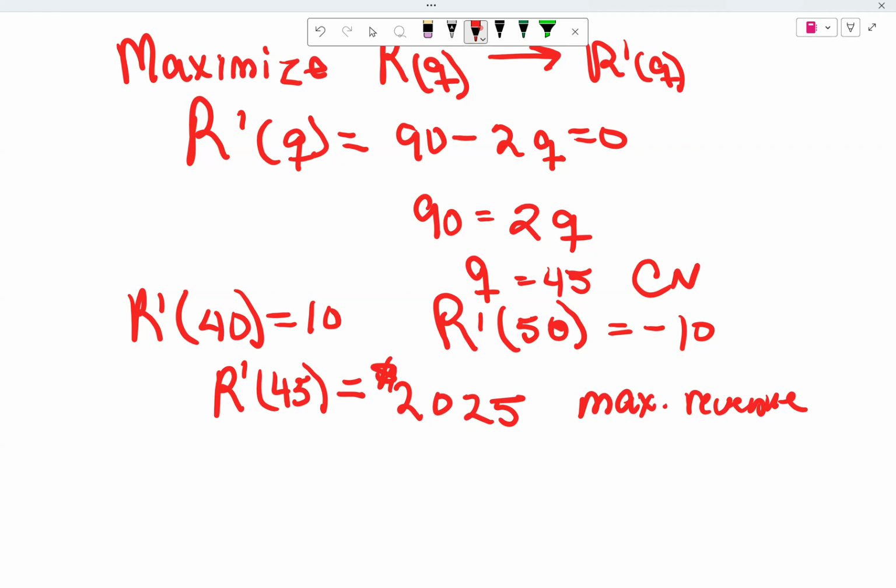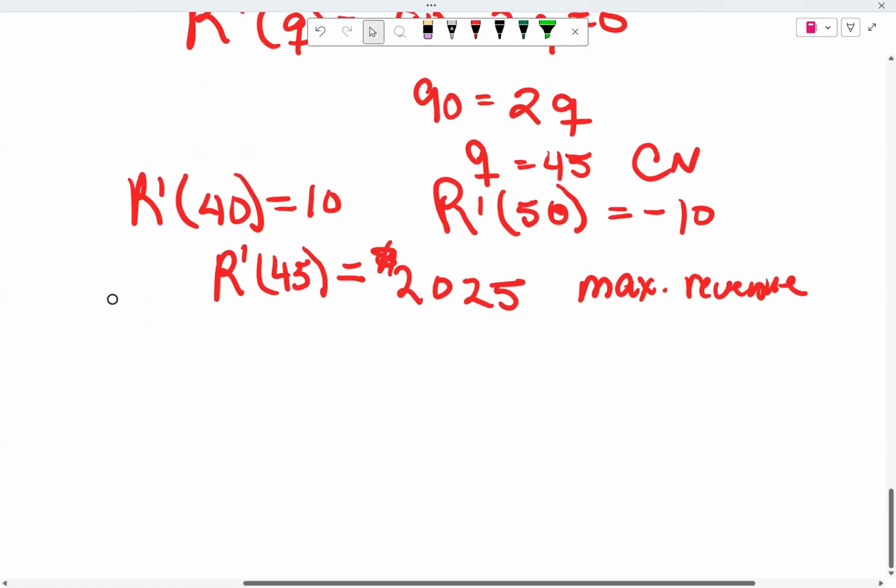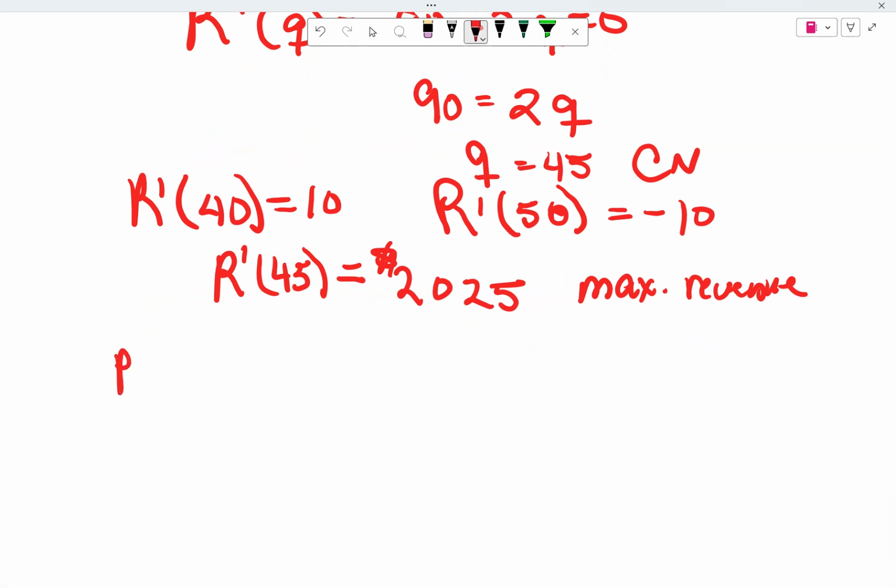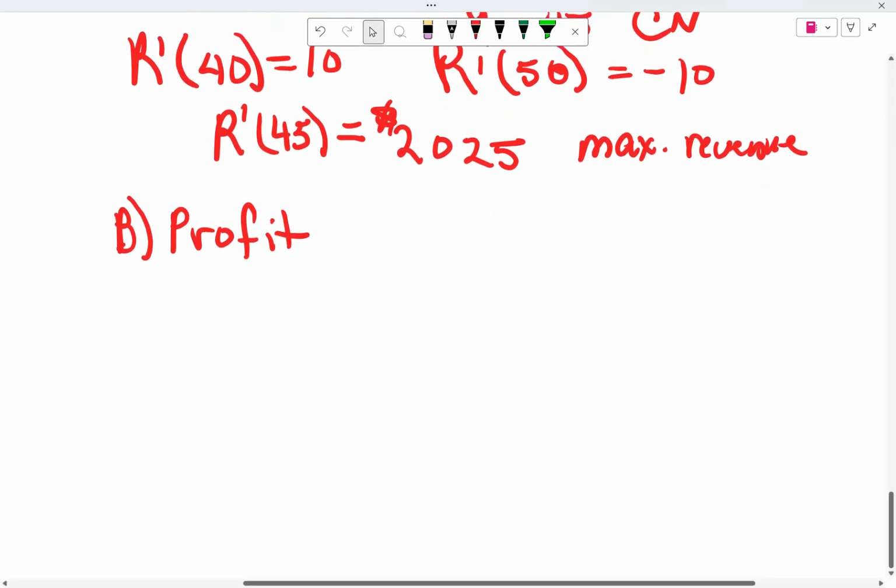And in that case, that will happen if 45 bicycles are produced. That's why 45. And we want to find that weekly profit. So let's call this example B, where we're focusing on the profit of creating or selling those 45 bicycles.